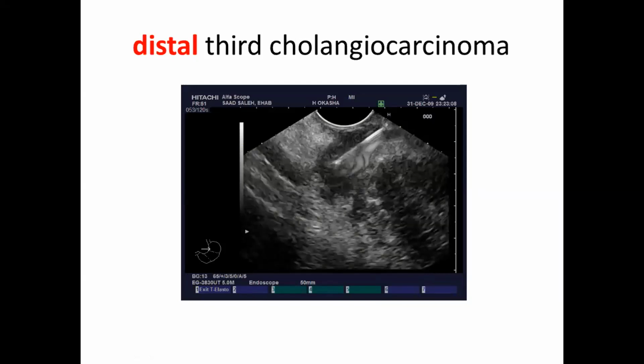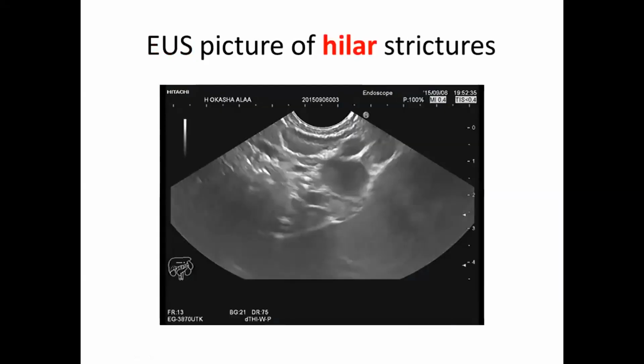This is in contrast to the hilar stricture. Here we are in the porta hepatis. This is the liver, and this is the region of the liver hilum or the porta hepatis, and this is the portal vein, and this is the hepatic artery, and here this is the upper or the proximal part of the common bile duct with a stent inside. You notice that there is minimal thickening of the proximal CBD.